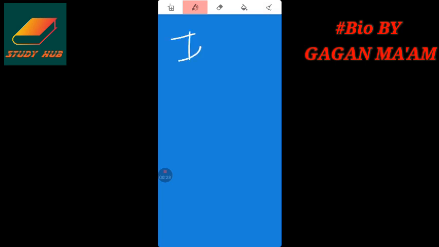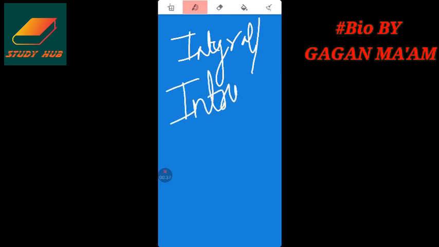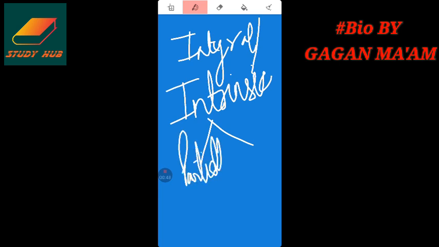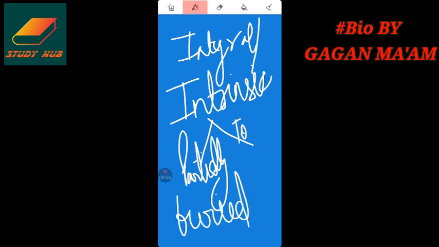The integral proteins, also known as intrinsic protein, and these proteins are further of two types. One is partially buried and the other one is totally or fully buried.